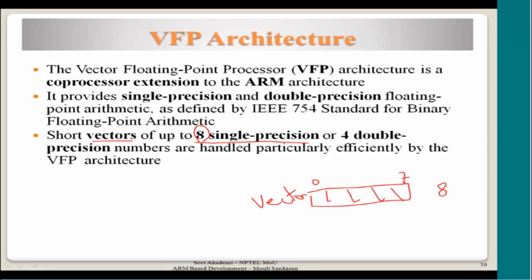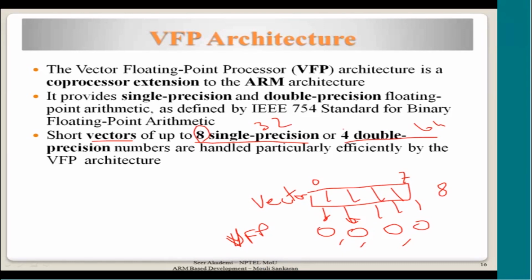When I say that it can work on 8 sets of data in parallel, that means that many processing elements should be in the system. The VFP that has been designed needs to have that many processing elements to process the multiple data elements in parallel. So this 8 is fixed. That means it can work on either 8 single precision operations or 4 double precision, because double precision is 64-bit data and this is 32-bit.